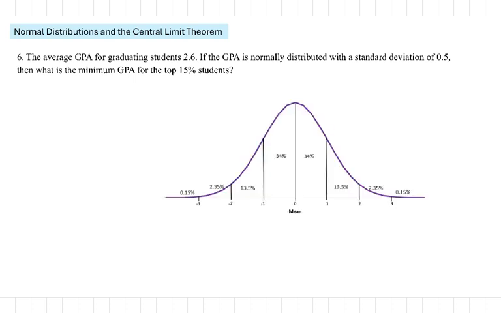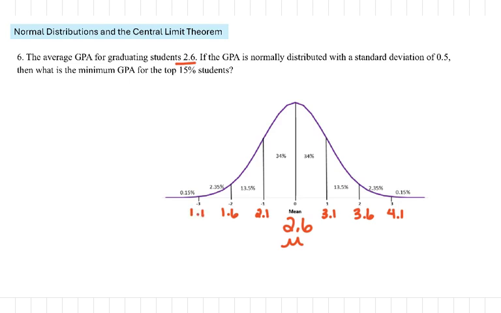Okay, let's look at another question, and as usual, it's always helpful to bring up the standard normal curve. And now we can read the question. The average GPA for graduating students is 2.6. You always put the average, the mean, right there in the middle, and the standard deviation is 0.5. So one standard deviation would make that 3.1, 3.6, 4.1, and then minus one standard deviation, that would make this 2.1, and then 1.6, and then 1.1.